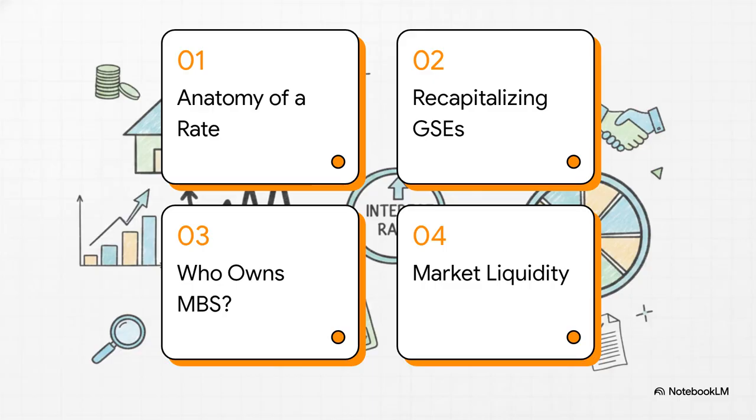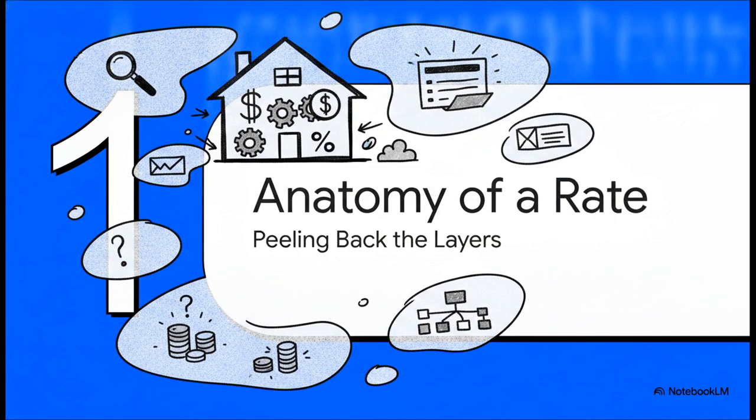First up, anatomy of a mortgage rate. Second, recapitalizing GSEs and your rate. Third, who owns mortgage-backed securities. And finally, number 4, why market liquidity matters. All right, let's jump right into Section 1, Anatomy of a Mortgage Rate, peeling back the layers.